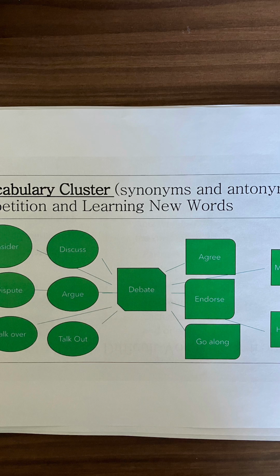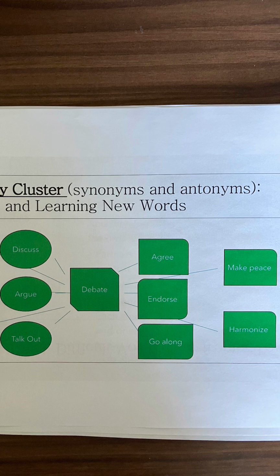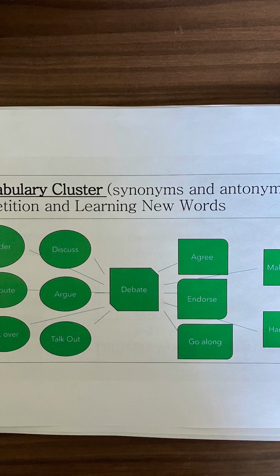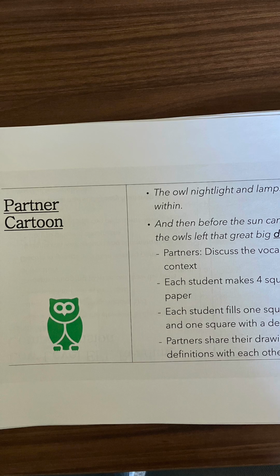So one of the words in Millie's Night Owls was debate. So on one side you have synonyms, and on another side you have antonyms. So another way to really build your students' vocabulary. And again, they can put these in anchor charts or in their vocabulary notebooks. You could do an activity to have them use some of the words and share with each other. And the last idea to teach difficult vocabulary is called partner cartoons.